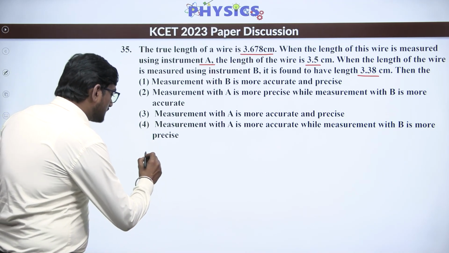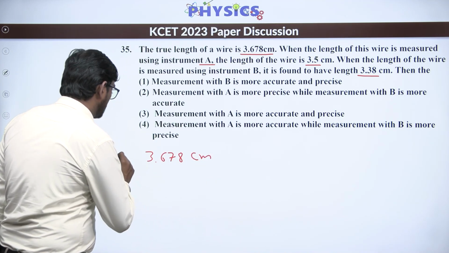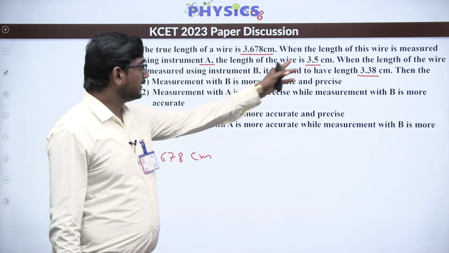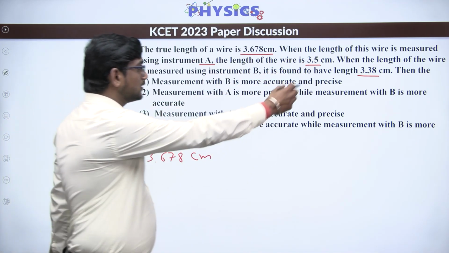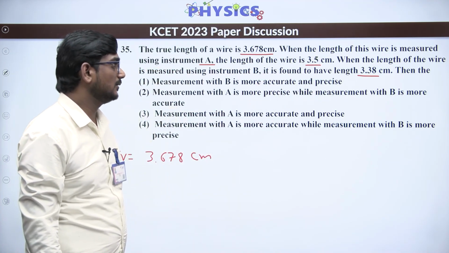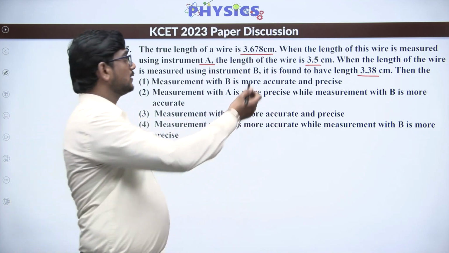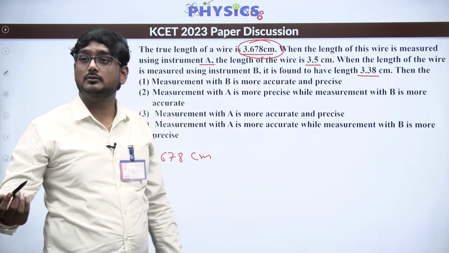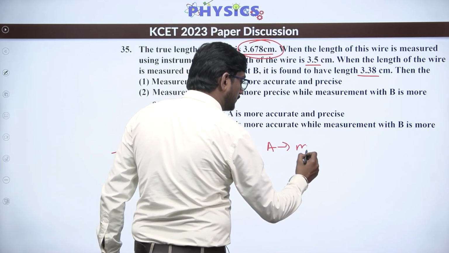So the true value is 3.678 centimeter. This is your true value, right? Now, if you see, the reading of the first instrument is 3.5 centimeter and the second instrument is what? 3.38 centimeter. Since the reading of the first instrument is closer to the true value, therefore instrument A is more accurate.